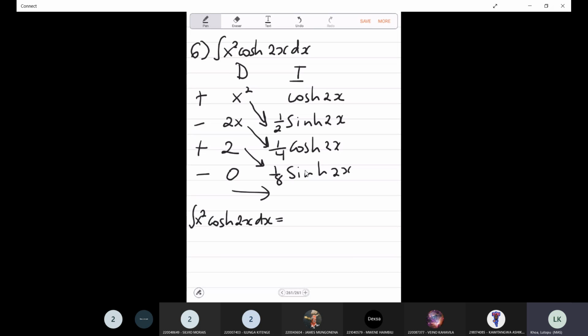This is equal to a half x squared hyperbolic sine of 2x, then minus 2x. We have 2 times 1 over 4, which is a half. So it's minus a half x hyperbolic cos of 2x. Then 2 times 1 over 8 is a quarter hyperbolic sine of 2x. And then we integrate 0 times that, which is just our constant of integration.